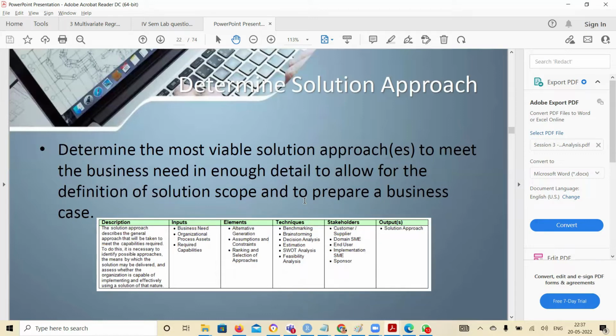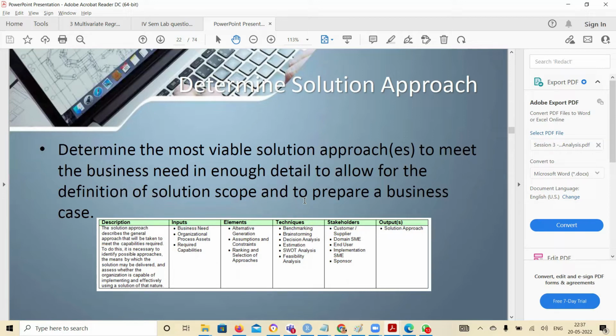So what is it that we are trying to achieve? What solution are we trying to tell to the customer so that we will be able to meet the objective, isn't it? So we are determining the most viable solution to meet the business need in enough detail to allow for the definition of solution scope and to prepare a business case. So we're trying to analyze the best solution for this problem, right?